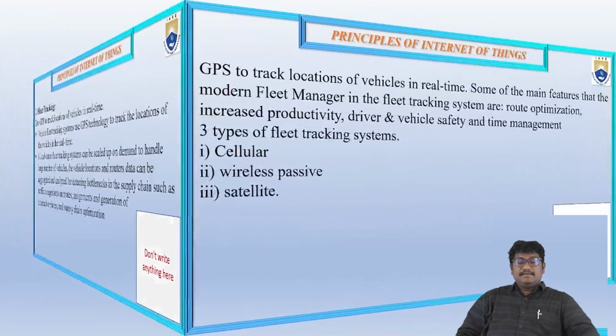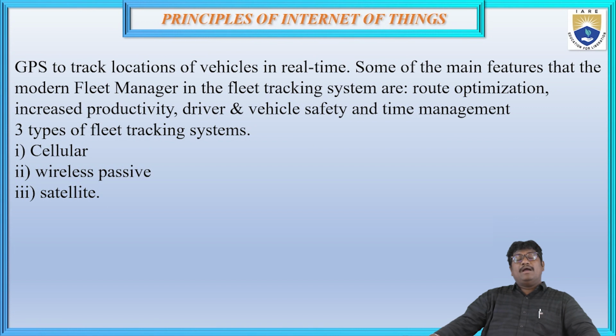And the next thing which we need to know about this particular global positioning system is that it is used to track the location of the vehicles in real time. And also there are some specific features of what exactly the fleet manager is going to do. The fleet manager is the person who is going to track a particular system, by using the route, or the increased productivity, or the drivers' and vehicle safety, time management. Everything can be monitored by this particular fleet manager.